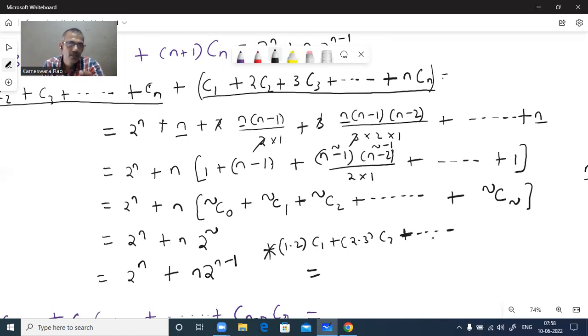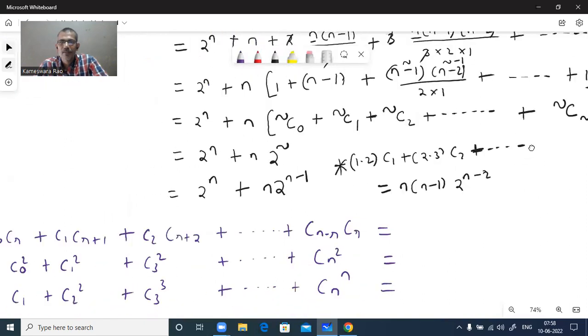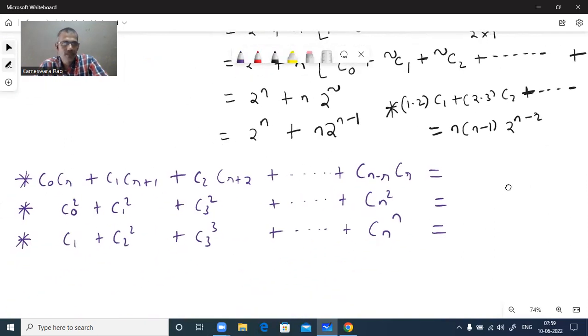Here 1 into C1, 2 into C2, 3 into C3 means n into 2 power n minus 1 will come, no? Like that 1 into 2 into C1 means n into n minus 1, see. Okay, that is n into n minus 1, 2 power n minus 2 will come. Okay, similar kind of manipulation we can do. It will come as n into n minus 1 times 2 power n minus 2. Okay, like that, some more series if you know the formulas.